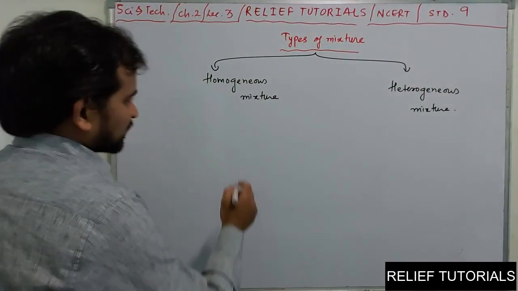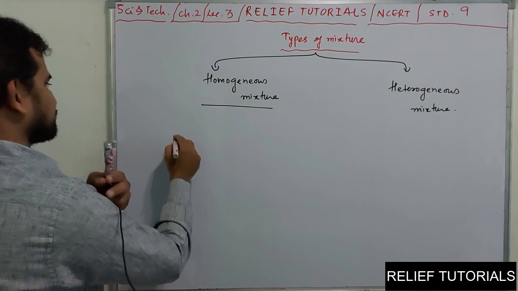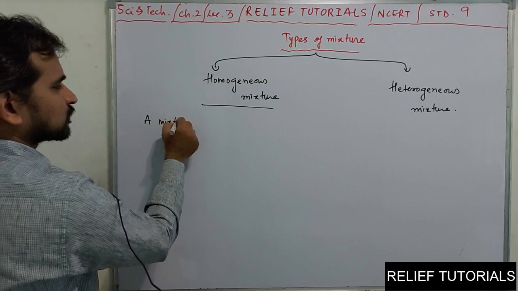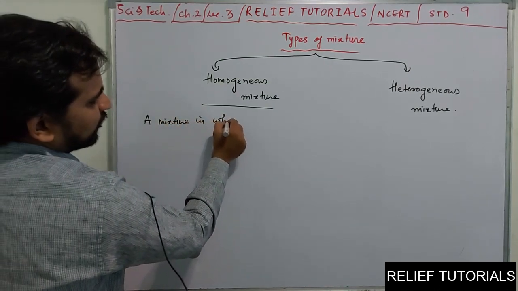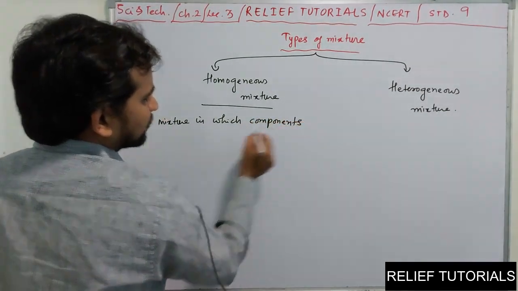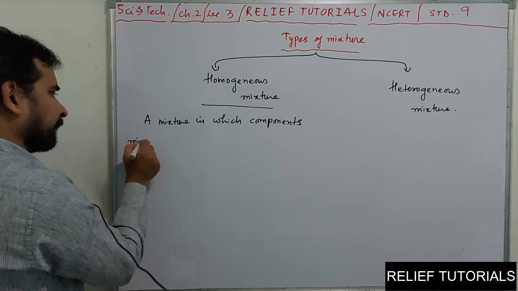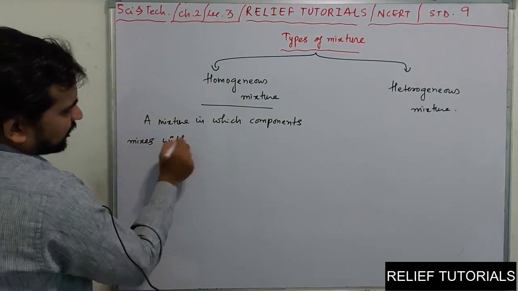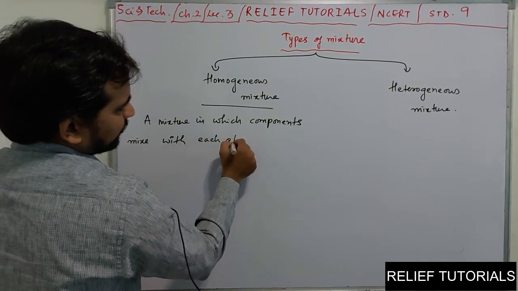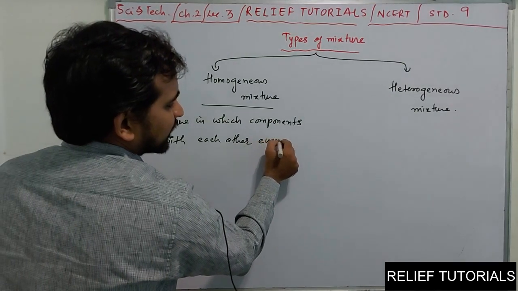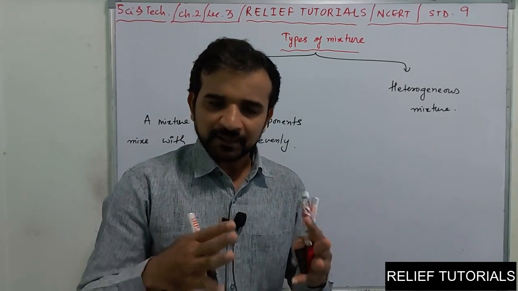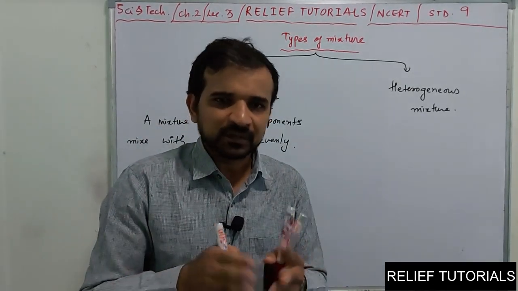Homogeneous mixture. This is the mixture in which components mix with each other evenly. Evenly means what? That both the components mix thoroughly and both the components are present everywhere in the mixture.